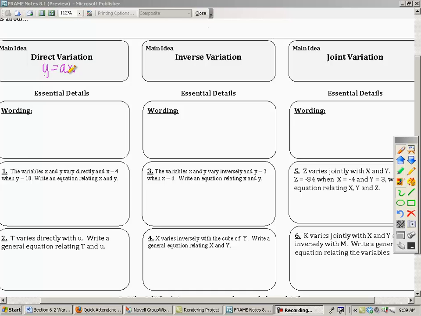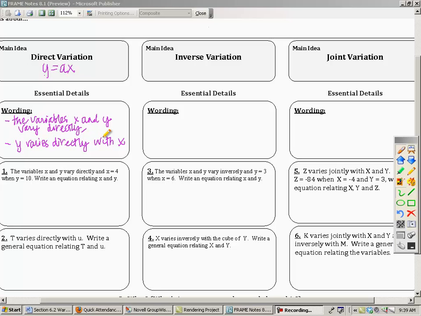Now, there are a couple of ways that you saw it in chapter 1 as we worded a question. The first way we said is the variables x and y vary directly. That was the first wording that you saw in chapter 1, and that told us then to use the equation y equals ax. The second way you saw it was y varies directly with x. Okay, so those are two ways that you at least saw a question worded that talked about direct variation.